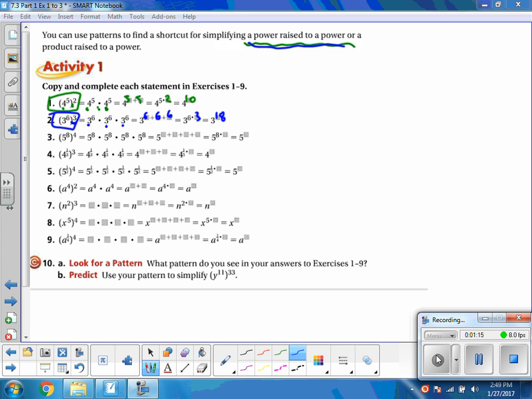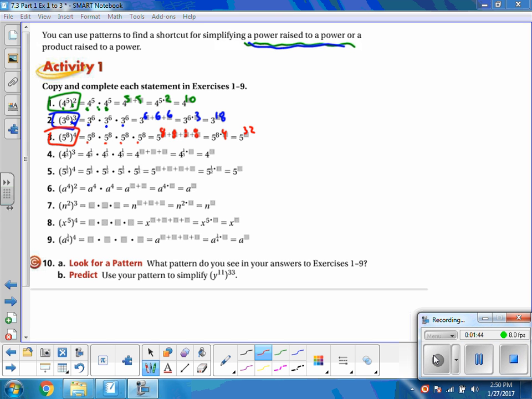So again, we're looking for a pattern, a rule that you can use. 5 to the 8th power to the 4th power means there's 4 of these 5 to the 8ths. There's 8 of them coming together, and there's 4 of these 8s coming together. So I could do 4 times 8, which is 32, 5 to the 32nd power. That's a lot going on here.